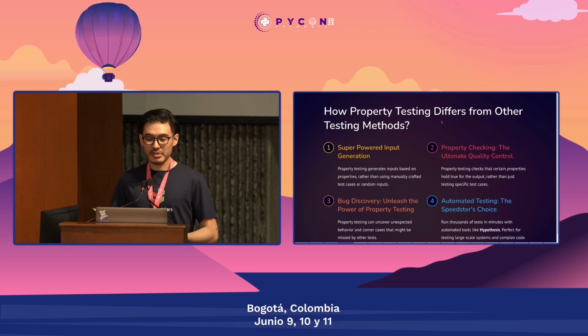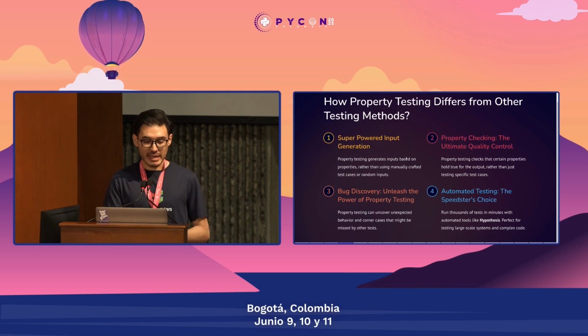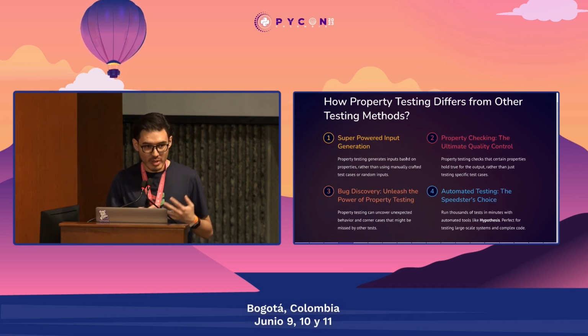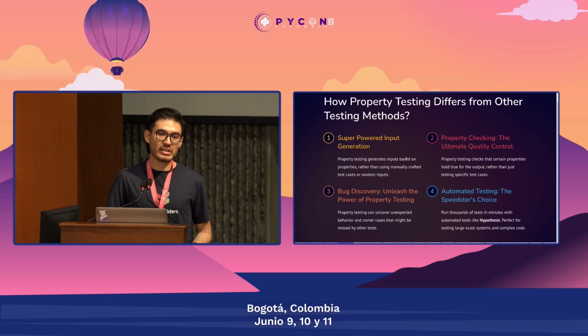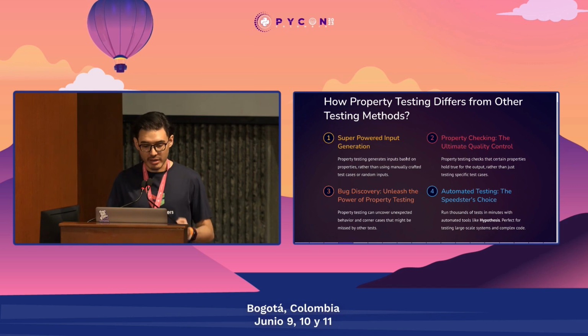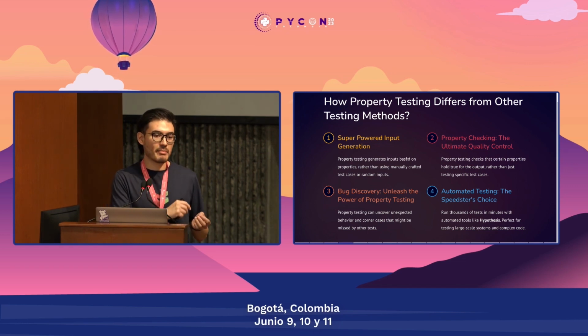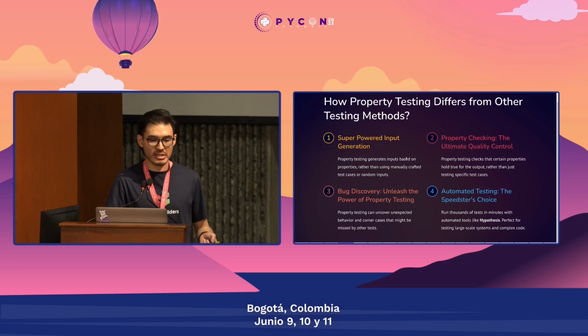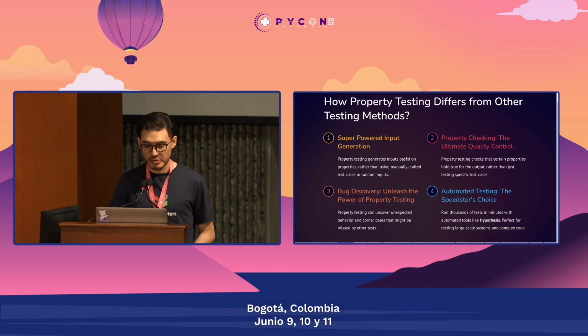So how does property testing differ from other testing methods? First of all, let's check the superpower: input generation. What does this mean? Property testing generates inputs based on the strategies or the parameters that our functions have to call. So this is a different approach from manually creating inputs, which is what we normally do, for example, in unit testing, right? When we just have some idea of what we have to do and then check it against an expected output.